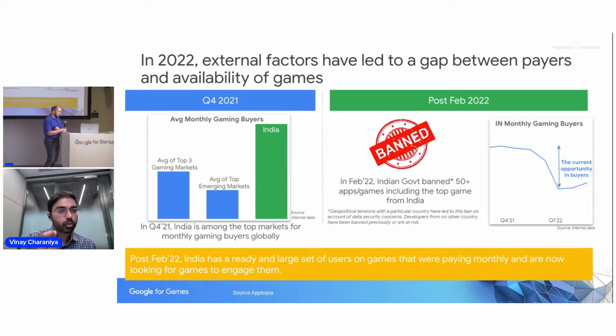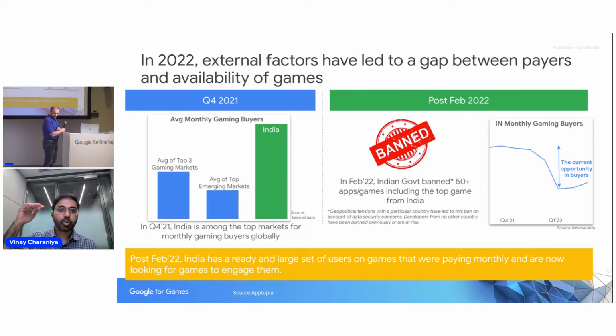Interestingly, you look at buyer percentage, so you don't try to monetize them at higher price points. You monetize them at lower price points, but the sheer number of buyers out there will make your total revenue go up significantly. And what happened in February this year was the Indian government, again, geopolitical situation out there, banned a few apps and games, including the topmost app in game, which actually led to a massive dip in Q1 of 2022 in terms of monthly gaming buyers. So, here's a very unique scenario. This has recovered to a great extent, but I'll just explain what happened in Q1 and Q2 of 2022.